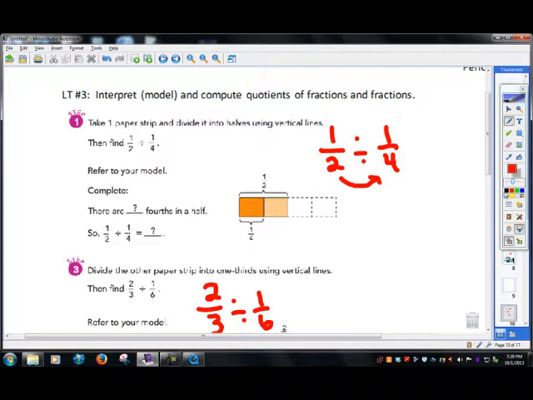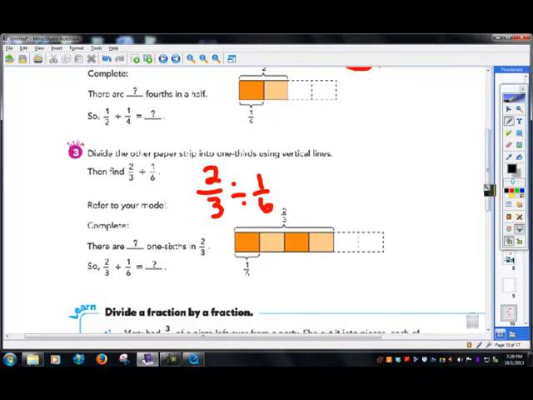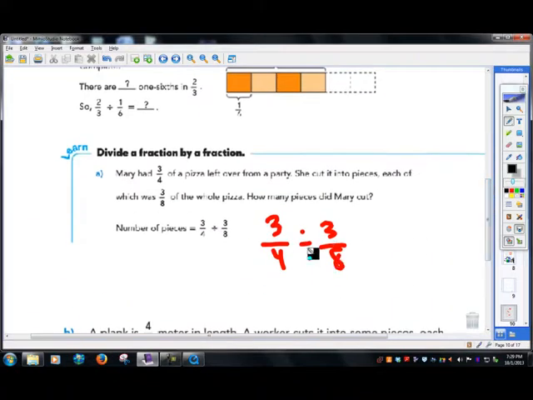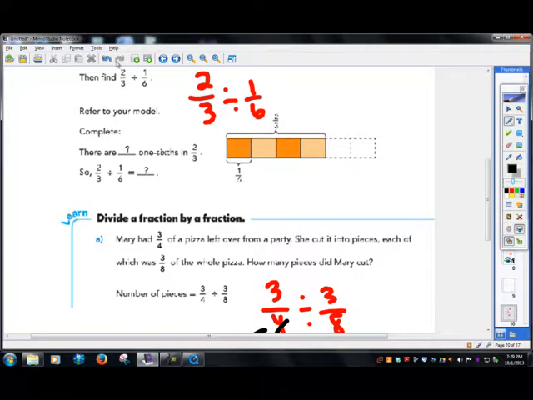In other words, this 2 can become 4, 4 is a multiple of 2, 6 is a multiple of 3, 8 is a multiple of 4. So in other words, you can make this 8. You'll see what I mean here in a minute.